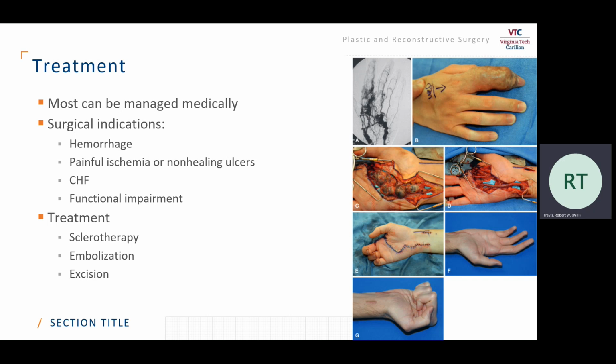The images here show a patient who had a high flow AVM with pain and ulceration and had reconstruction of the ulnar artery with a reverse saphenous vein graft, as well as index finger amputation. And the pictures on the bottom show the 1-year follow-up in which they had no pain and good function with no signs of recurrence.